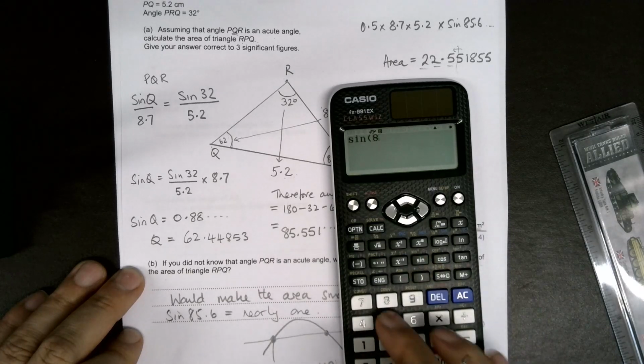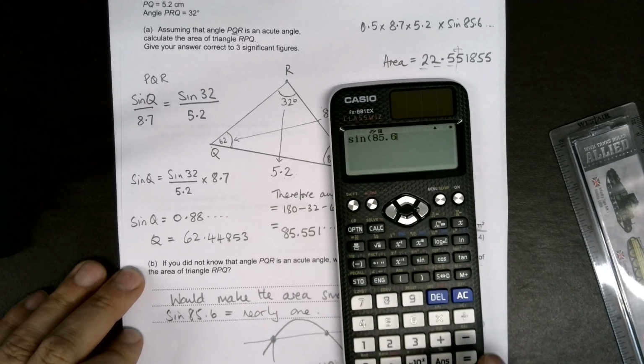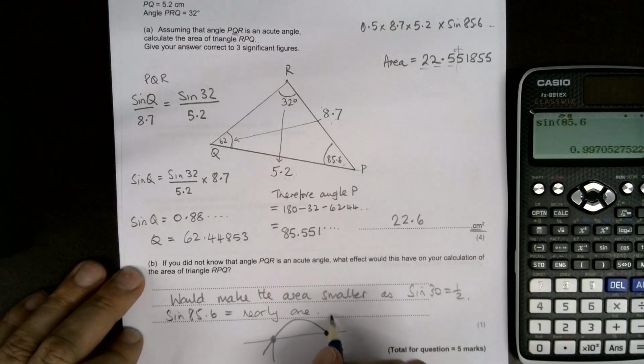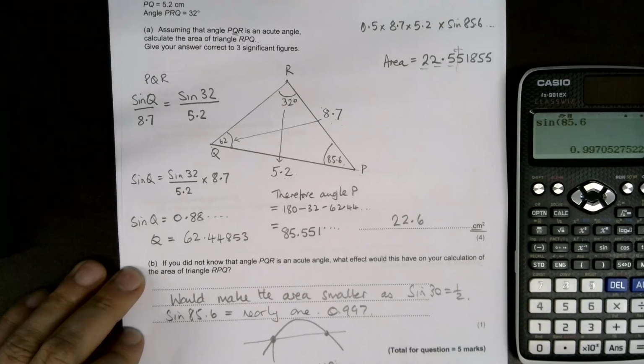Sine 85.6. There we are, it's 0.997. So that's how you would answer that question. It's a big question, it's a 5-mark question. It's taken me about 10 minutes to do with explanations for this video. But that will get you the entirety of the marks.